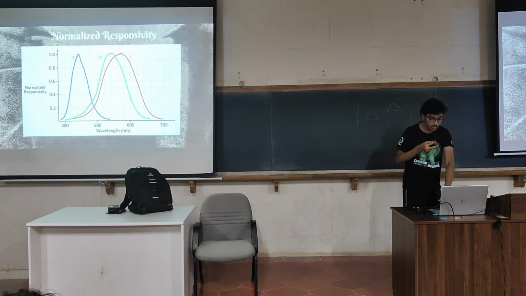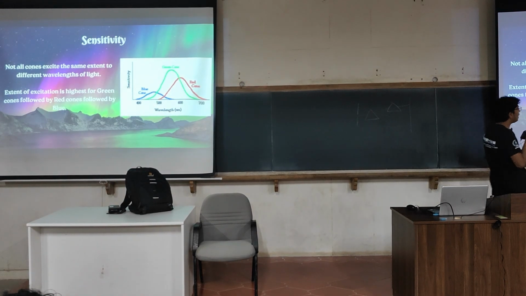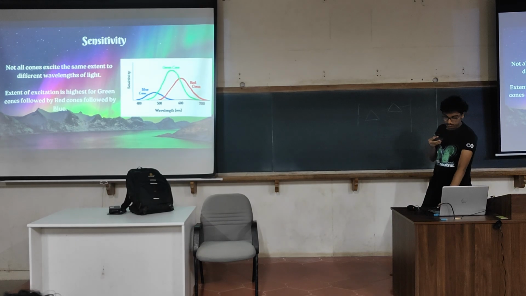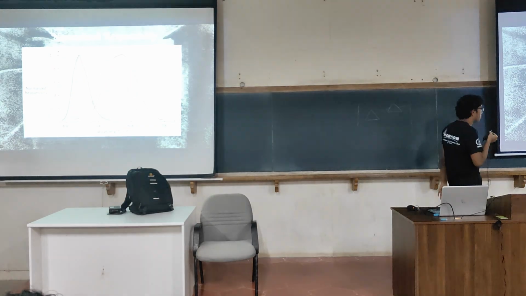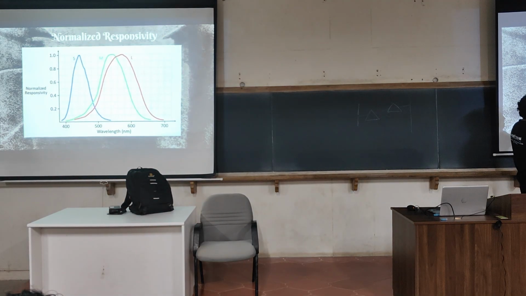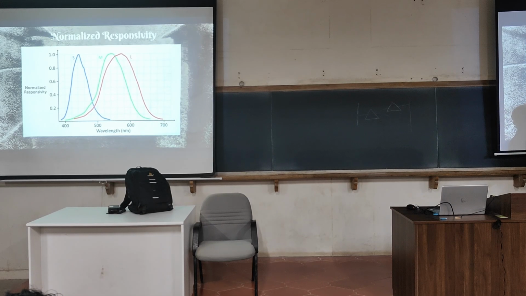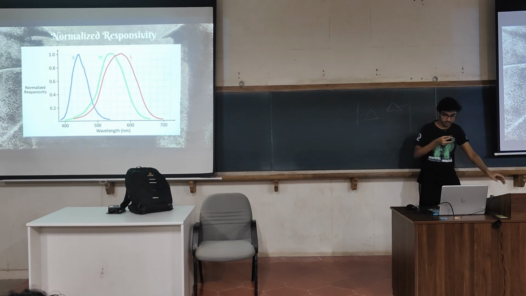What we are going to do is divide every responsivity curve by its maximum value. For the blue cone we divide by this value, for the green cone by this value, and for the red cone by this value. We get the normalized responsivity curve. As you can see, the S cone attains its maximum near the blue region, so it is also called the blue cone. The M cone and L cone are called the green cone and red cone, but they don't correspond to green and red. Let us see why.